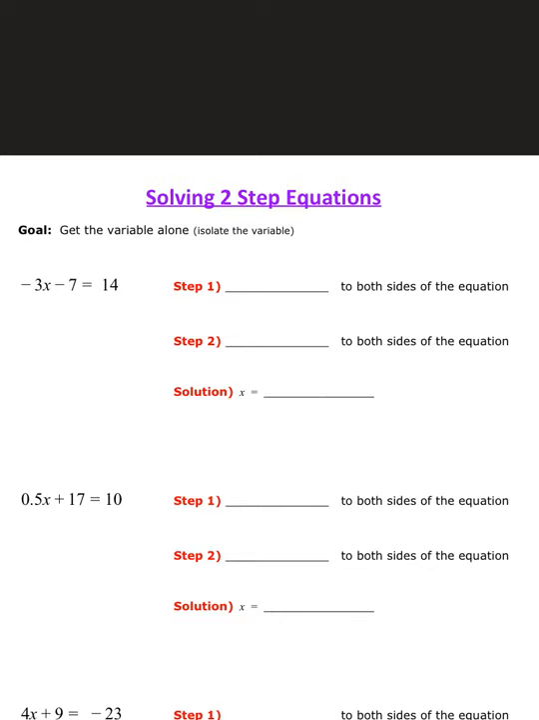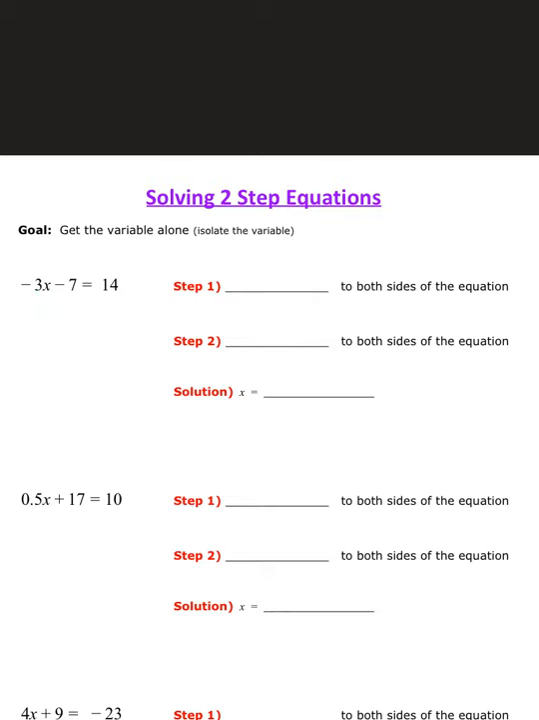In this video, we're going to be looking at solving two-step equations. Okay, so the goal when you're solving a two-step equation or any equation is to get the variable alone, or in other words, isolate the variable. The first equation we have is negative 3x minus 7 equals 14.